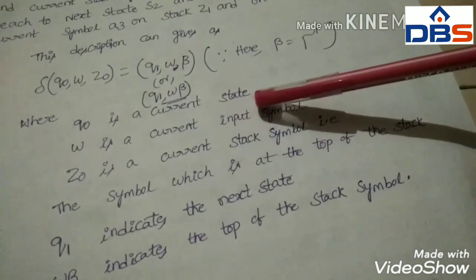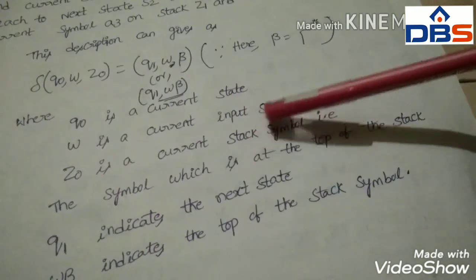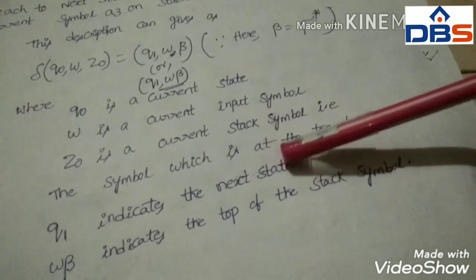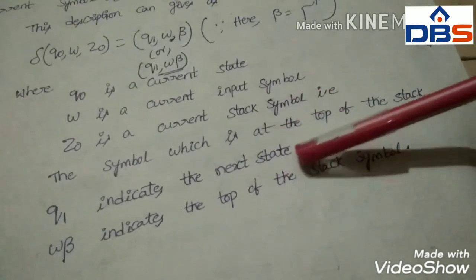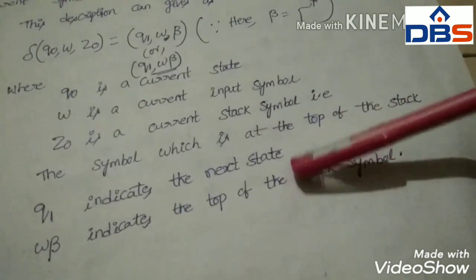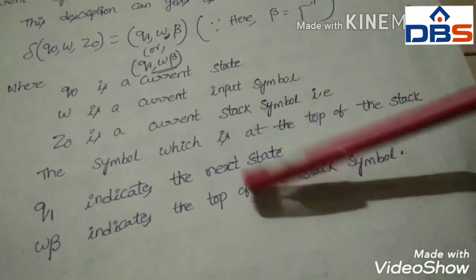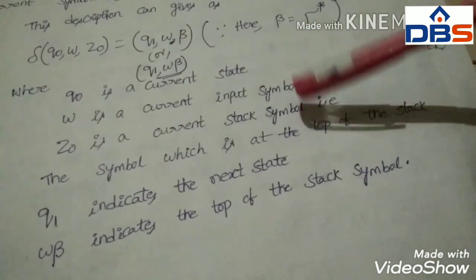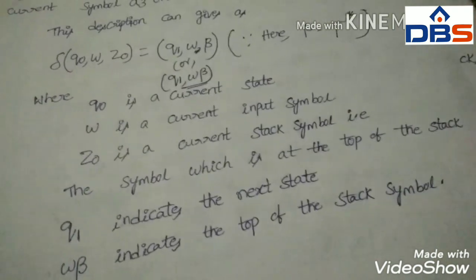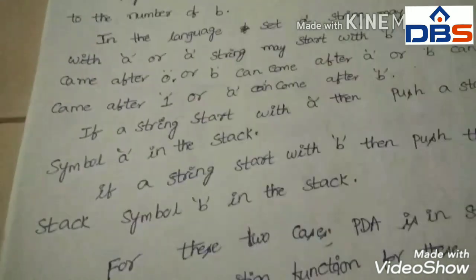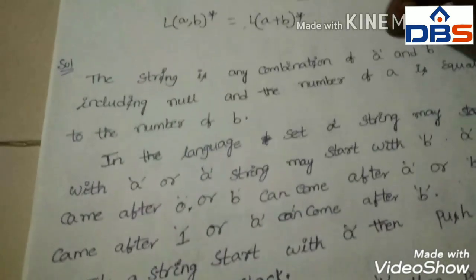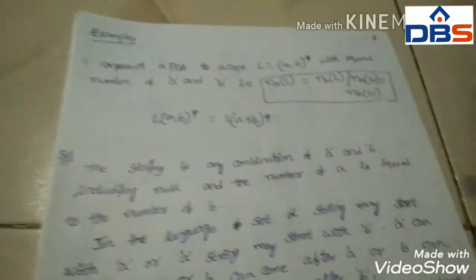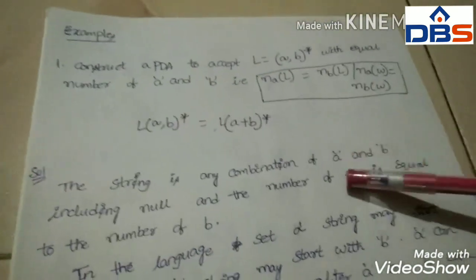Here Q0 is the current state, W is the current input symbol, and Z0 is the current stack symbol. The T is the symbol at the top of the stack. Q1 indicates the next state, and beta indicates the top of the stack symbols. We already discussed this instantaneous description. Here are the examples for the ID of PDA.